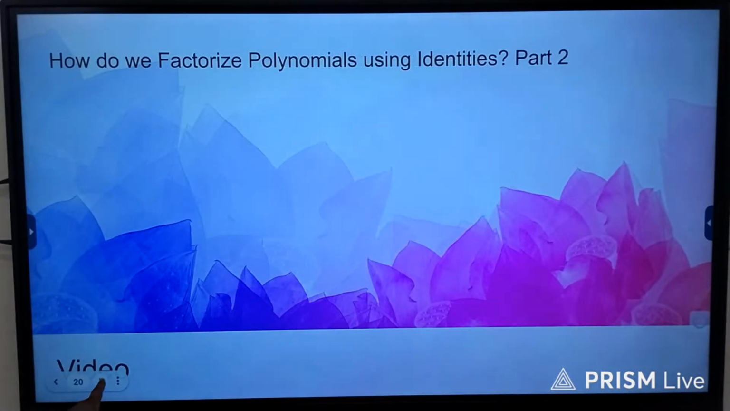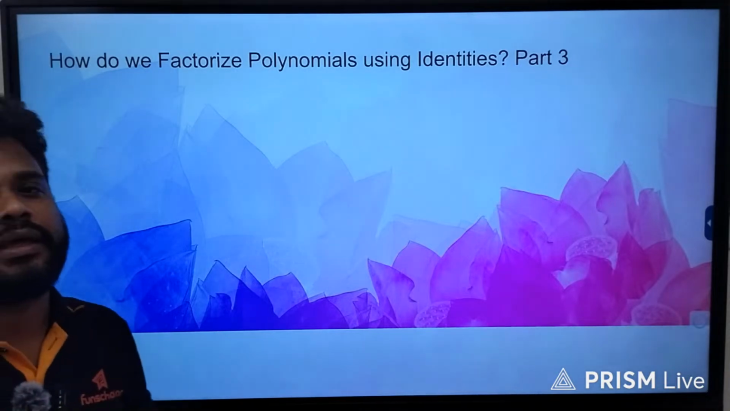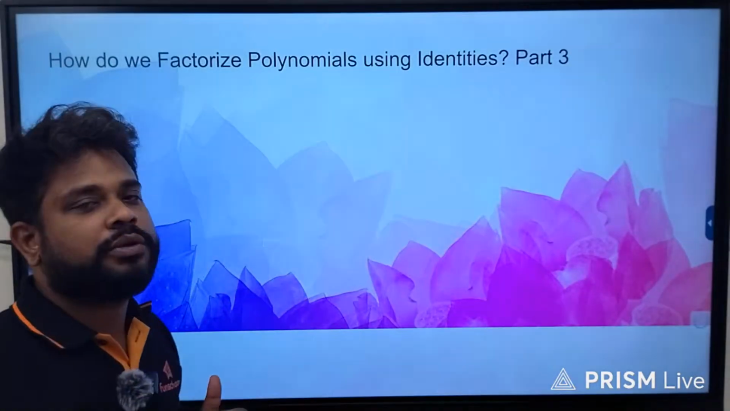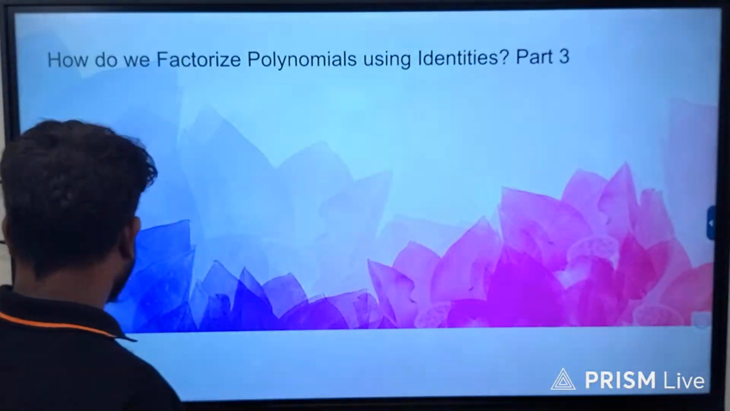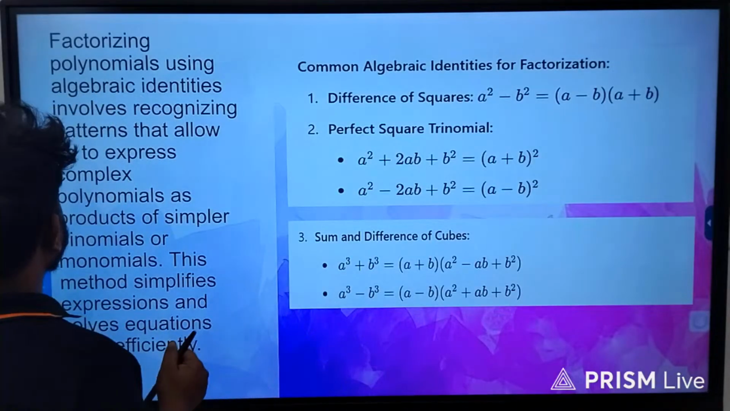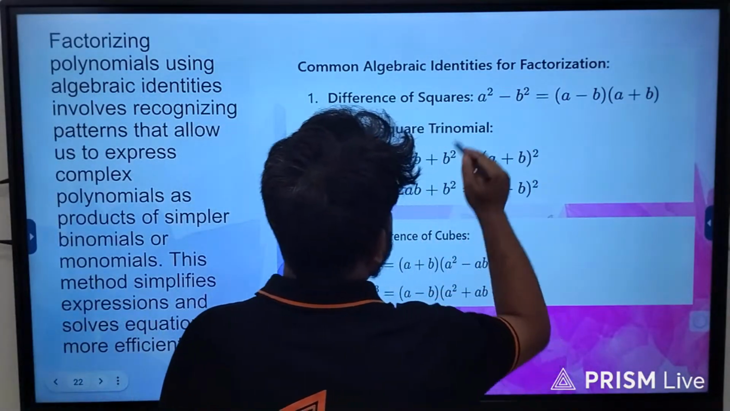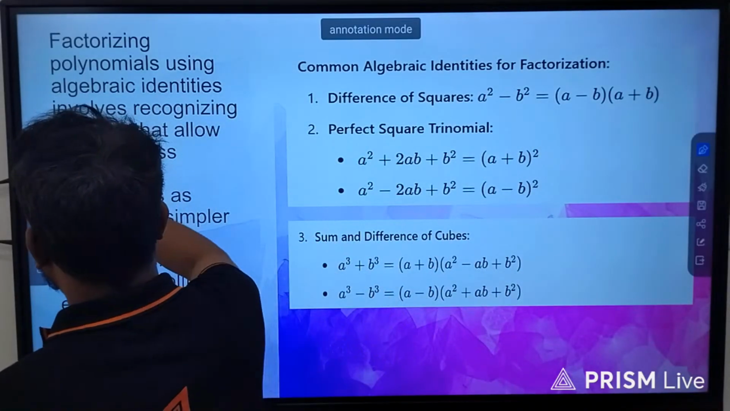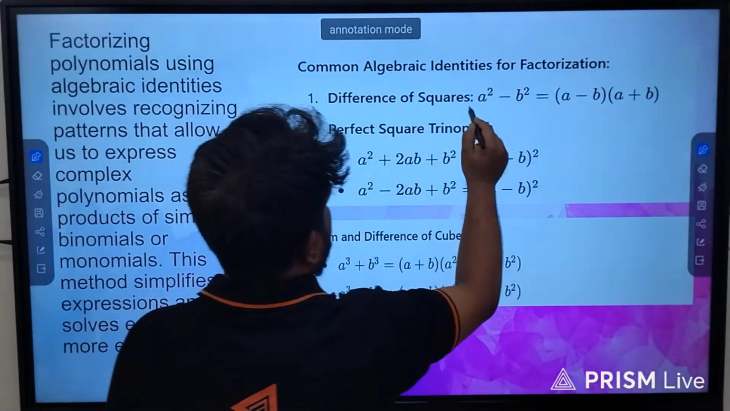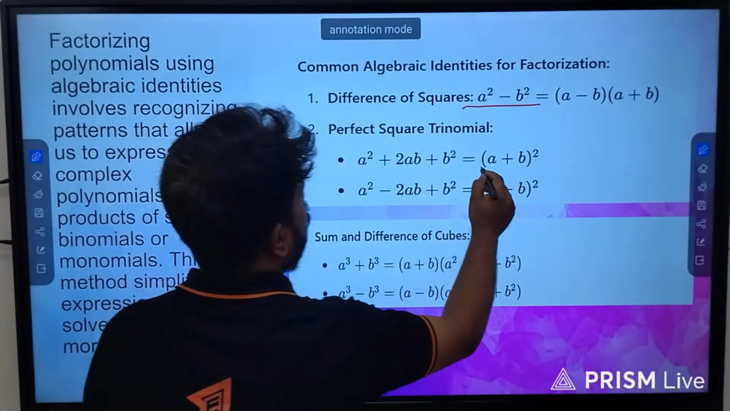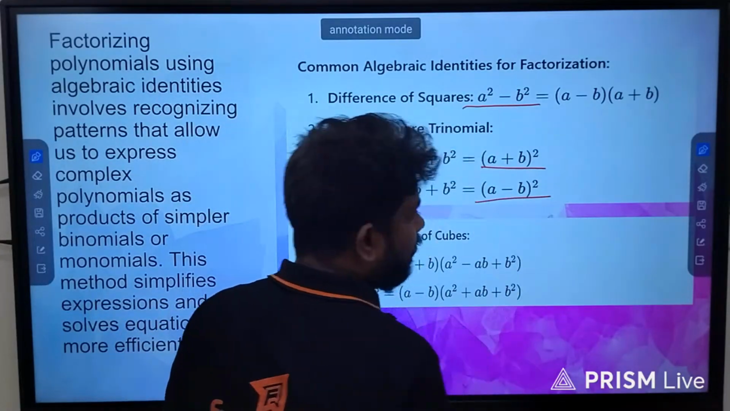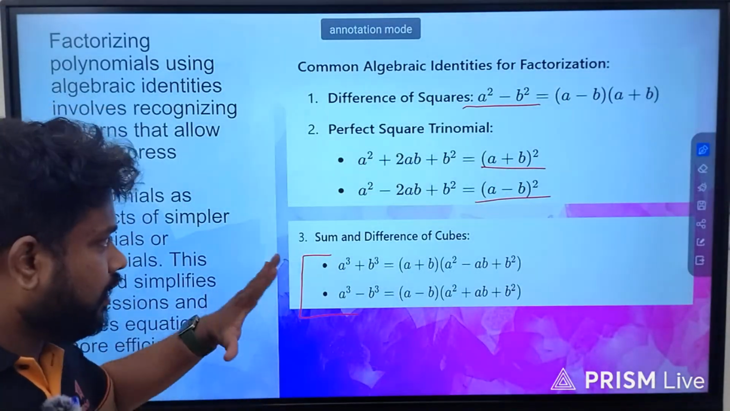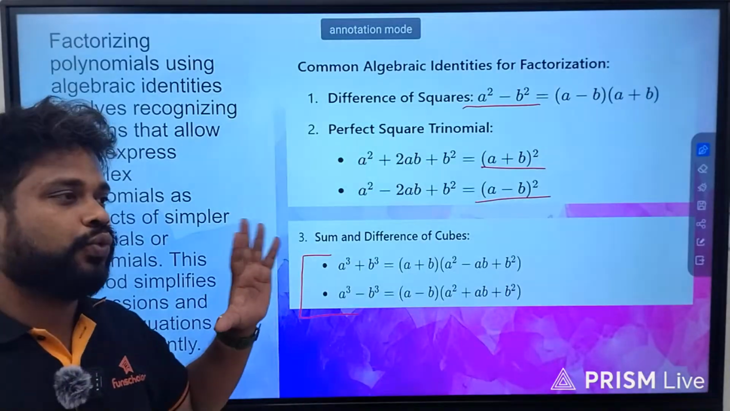Okay, so this is part 2 of the video, and it is similarly about using different types of formulas. You have to understand that there are some formulas which will be used for factorization, just like this formula, a square minus b square, the difference of squares identity, or this one, a plus b and its whole square, and a minus b and its whole square. Also these two cube formulas you have to memorize to use them.